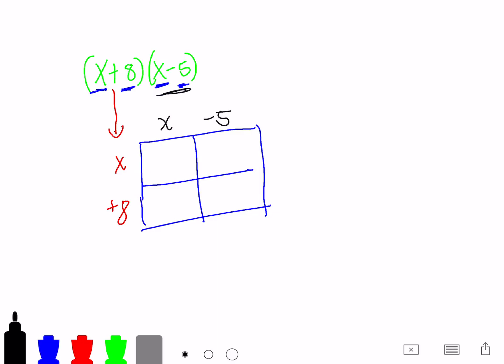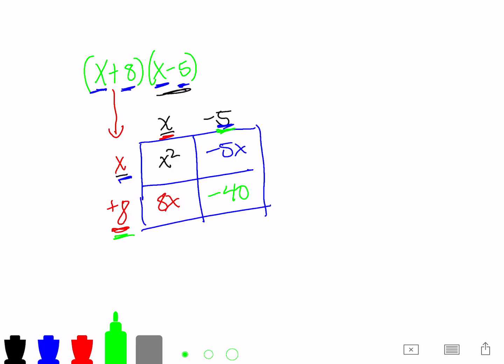So then we multiply in our boxes. So we do x times x gives us x squared. We do x times negative 5, that gives us negative 5x. We do 8 times x, that gives us 8x. And then we do 8 times negative 5, which gives us negative 40.